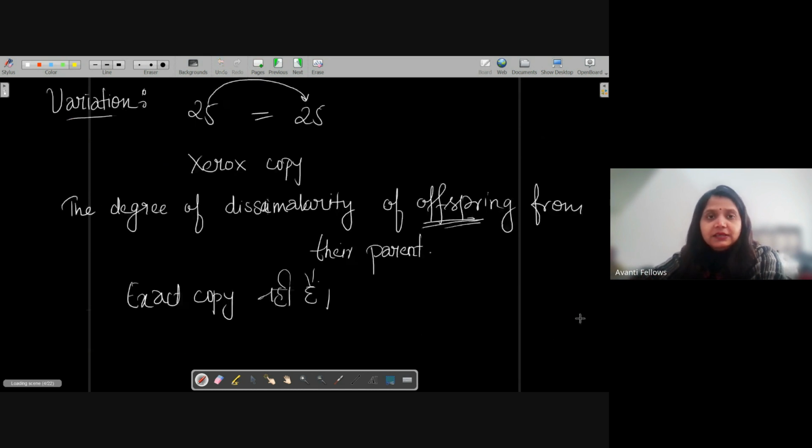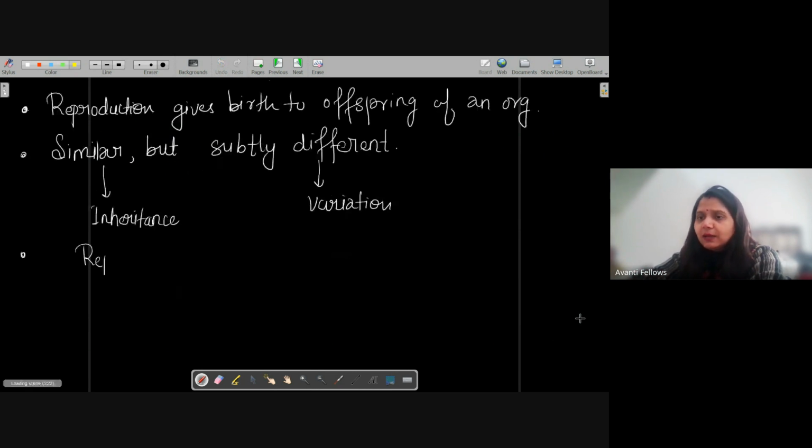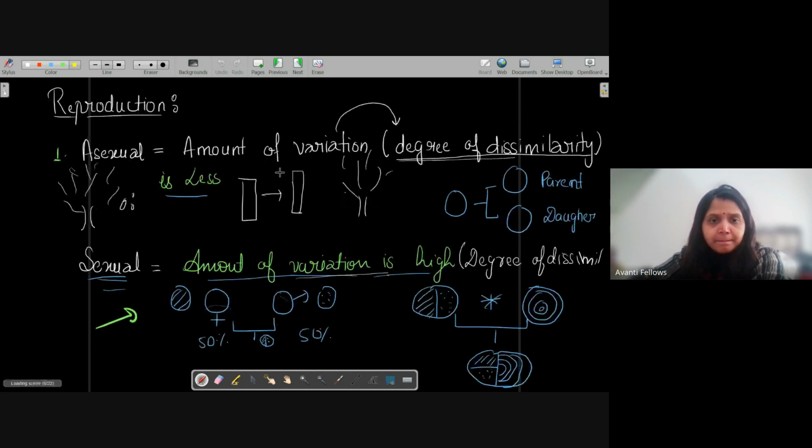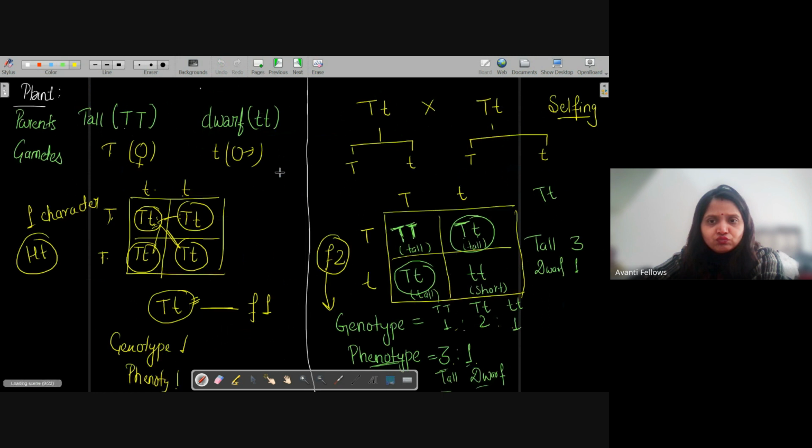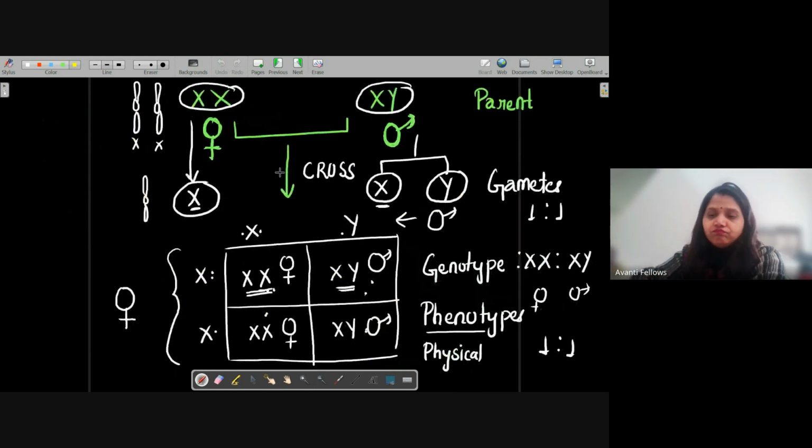Next is the same thing again, that we are not the carbon copy or exact copy of our parents. Reproduction gives birth to. You want me to teach this Mendel's law of inheritance, Param? Yes, ma'am. Okay, see.